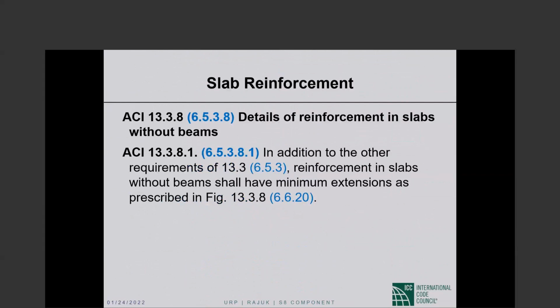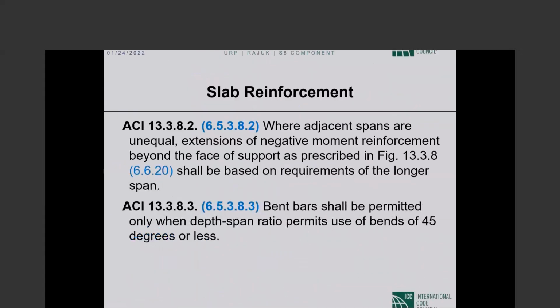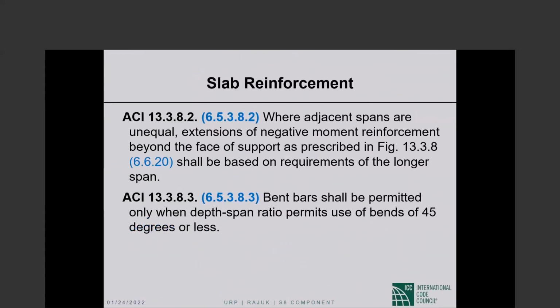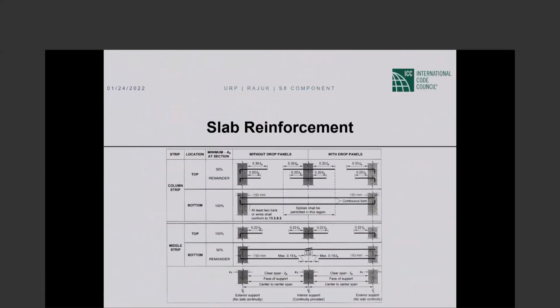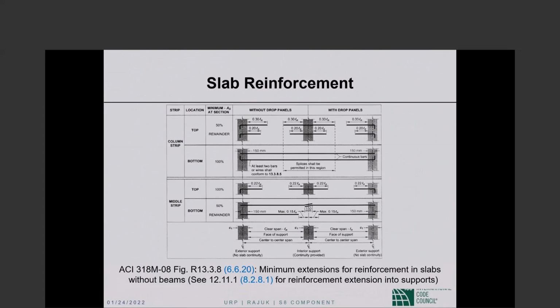Now, the very next thing is very important. I'll come back. So this is the only, seriously, the only figure in all of ACI 318. There are many figures in the commentary, but not a second one in the code. And this tells you about the extension of the slab bars.